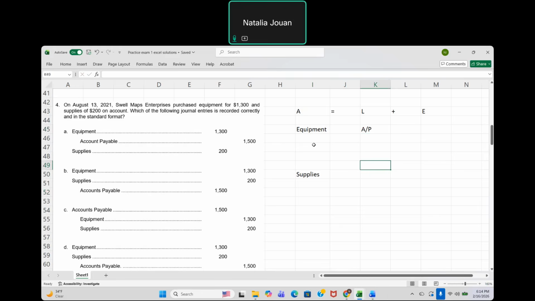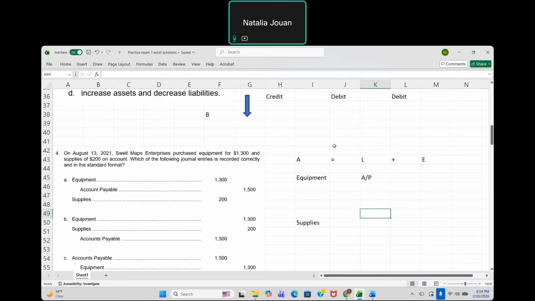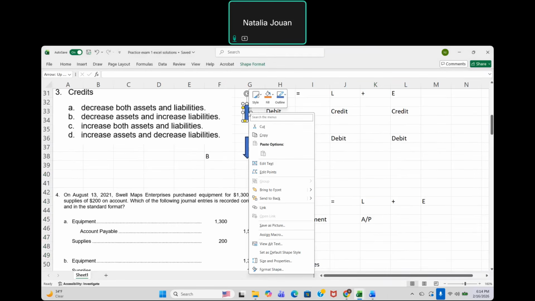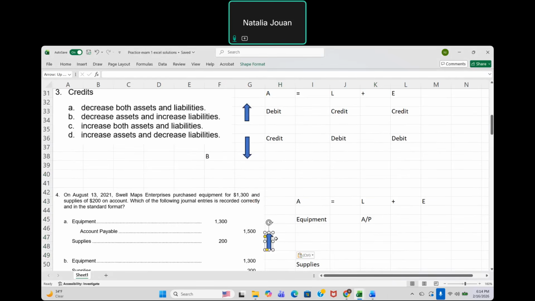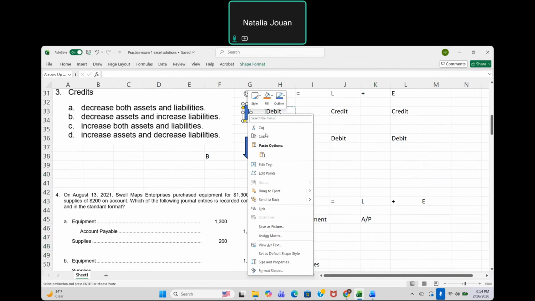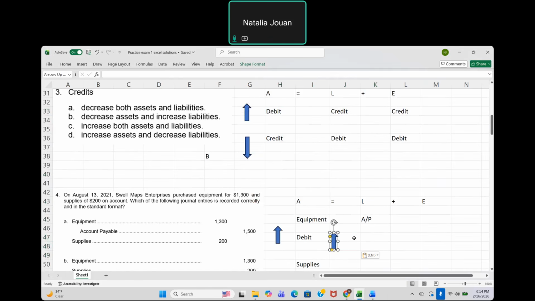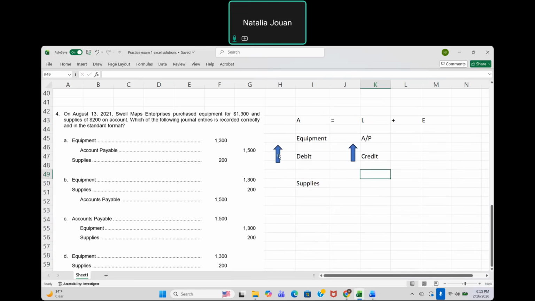So what's going on with equipment? We're buying equipment, so we're increasing equipment. How do we increase an asset? With a debit. We're going to debit equipment. What else is happening? We're increasing a liability, the accounts payable. Now we owe money. How do we increase this liability? With a credit. And then we have another asset increasing, supplies. Let's copy this, put it here. Another asset increasing, another debit.